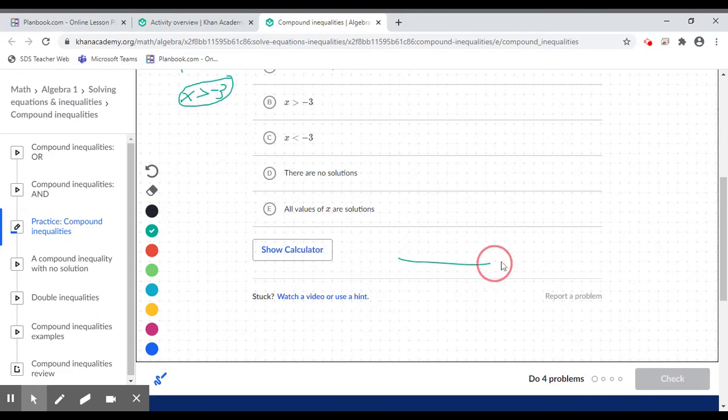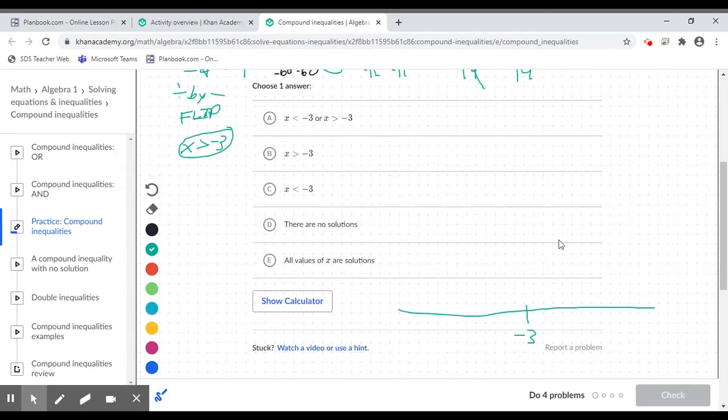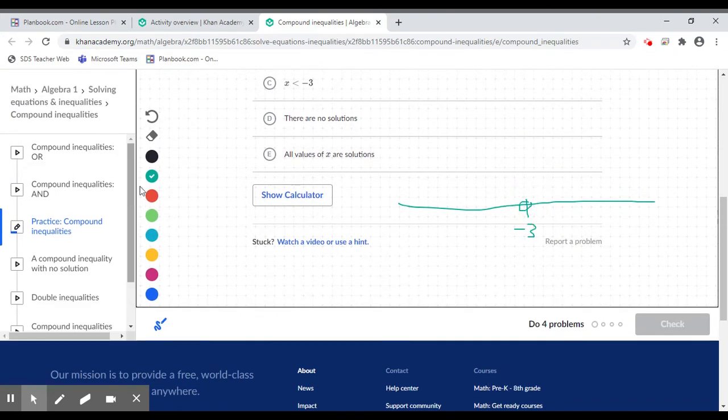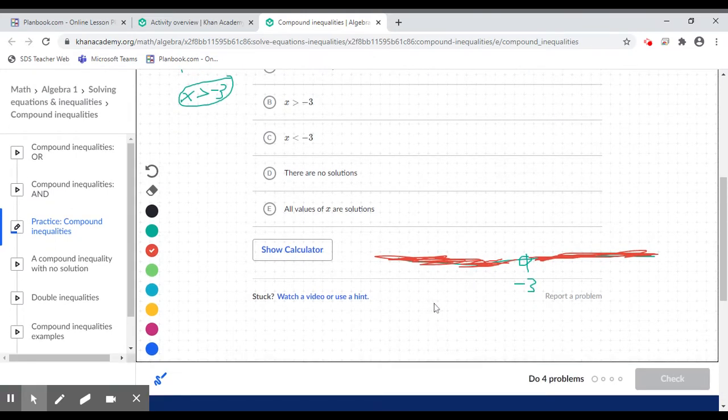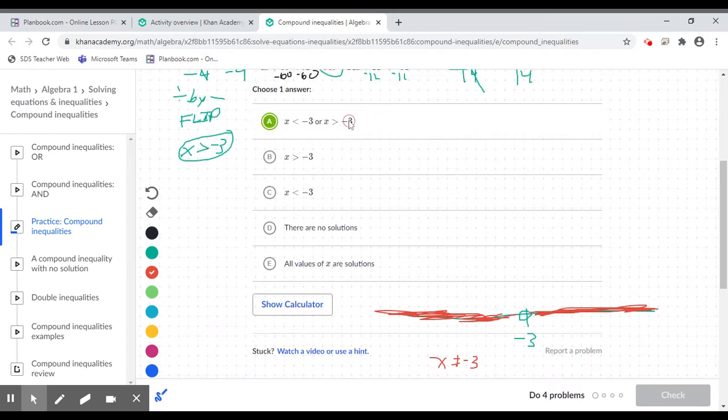On a number line, that would look like this. Here's negative 3, because it's the same result in both of these. X can be greater than negative 3, everything on this side of negative 3, or x can be less than negative 3, everything over here. So essentially, x can be anything except negative 3. Another way we could say this is x cannot equal negative 3. You might see that. Otherwise, we're going to choose letter A on this one.